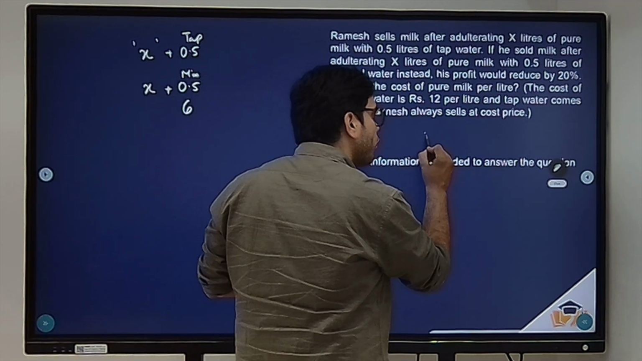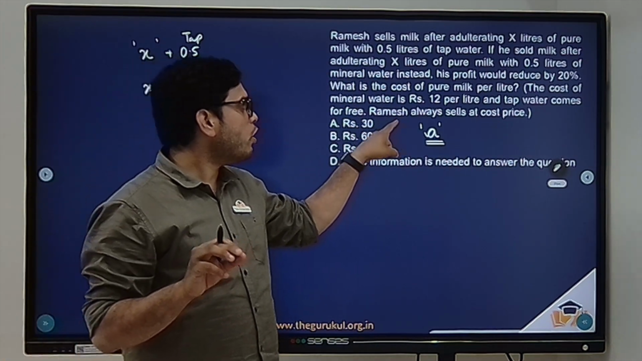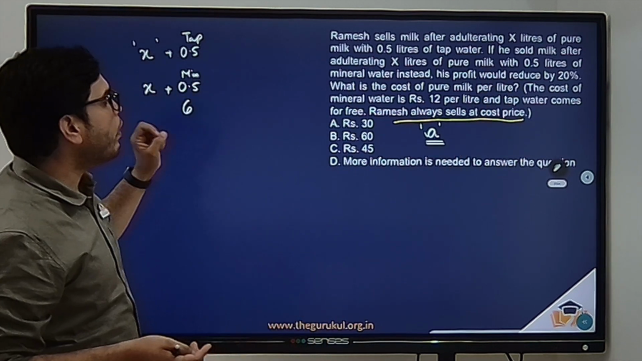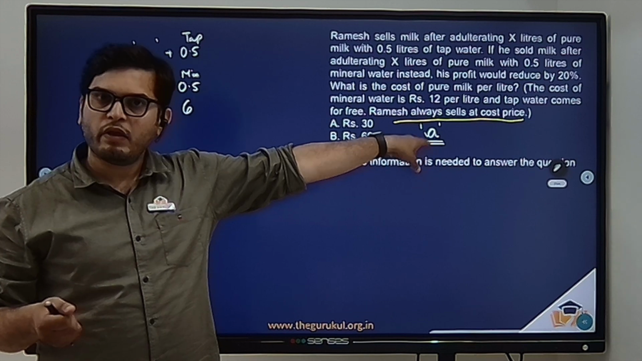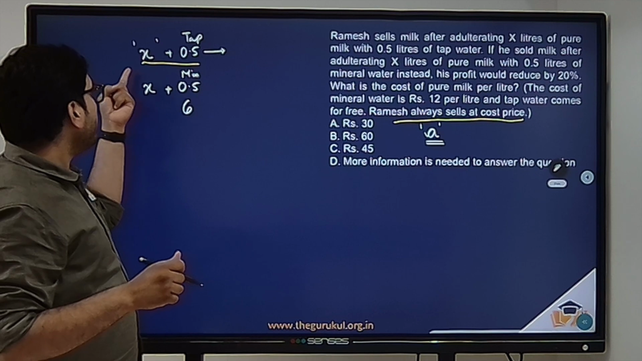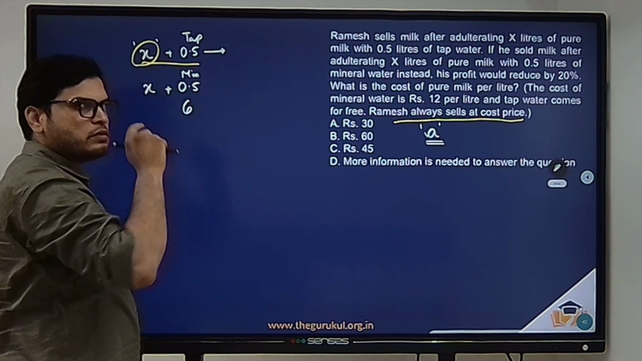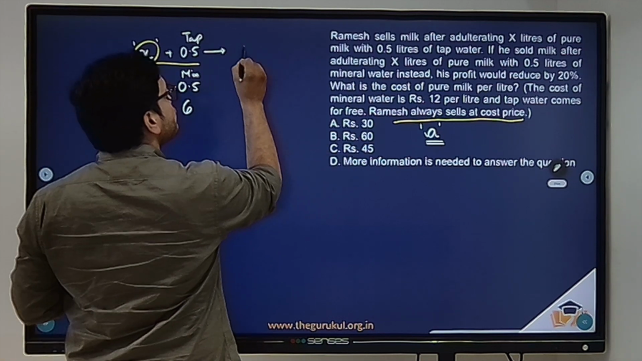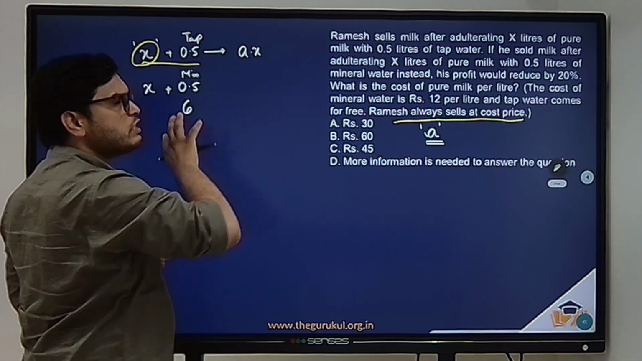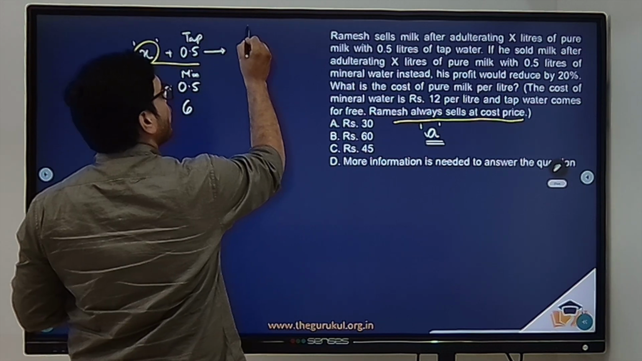Now let me consider the cost price of pure milk per liter to be A rupees. Given that Ramesh always sells at cost price, if he is purchasing 1 liter at A rupees, he would be selling 1 liter at A rupees only. The cost incurred in producing these X plus 0.5 liters: he would have purchased X liters at A rupees per liter, so A into X. And is there any charge for that 0.5 liters of tap water? No. So this is the cost incurred.